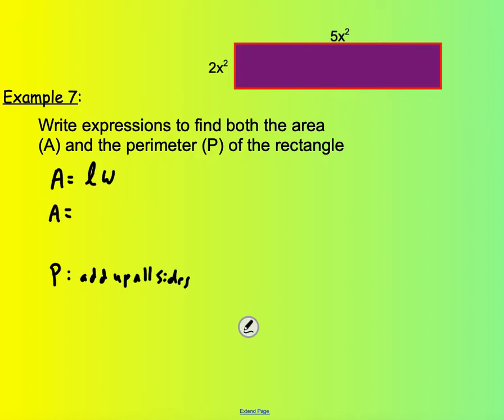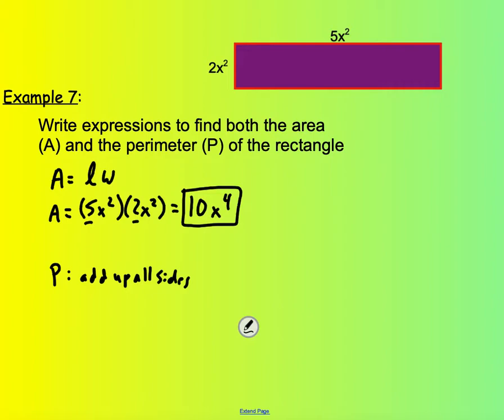So the area here, the length and the width there are 5x squared and 2x squared. So we're just supposed to multiply those. So multiply the regular numbers here. So 5 times 2, there's 10. x to the second times x to the second there. Remember, you add your powers together, so you get x to the fourth. So that's our area. What about the perimeter?